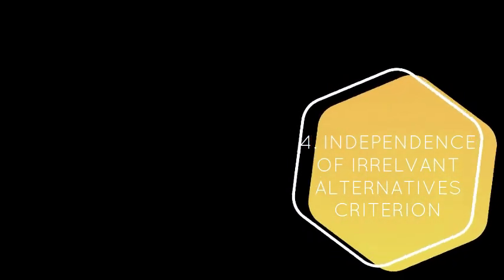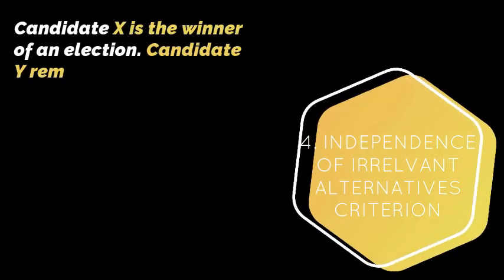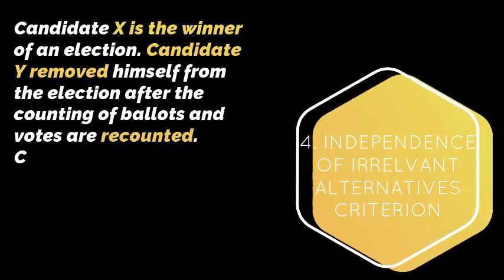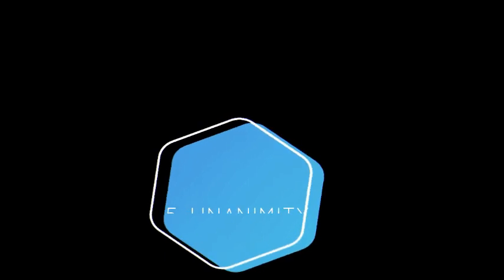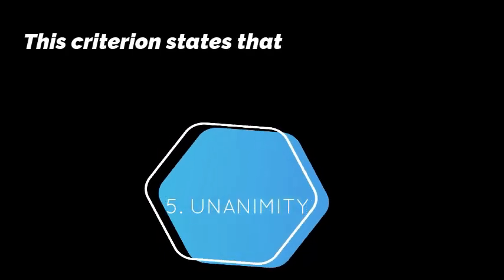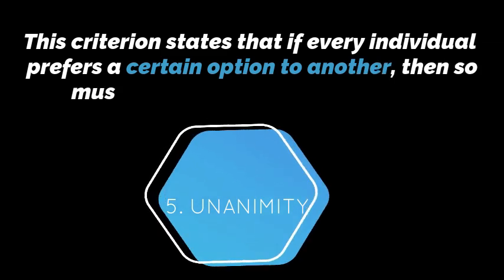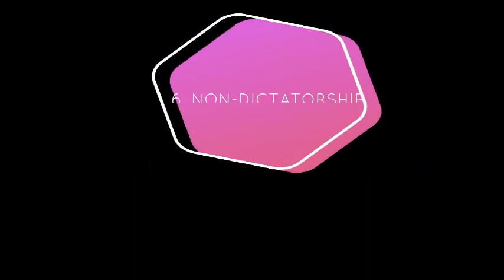Independence of irrelevant alternatives criterion. This principle of fairness states that if candidate X is the winner of an election, and one or more candidates are removed and votes are recounted, then X should still be the winner. Unanimity. This criterion states that if every individual prefers a certain option to another, then so must the resulting societal choice. Lastly, non-dictatorship.